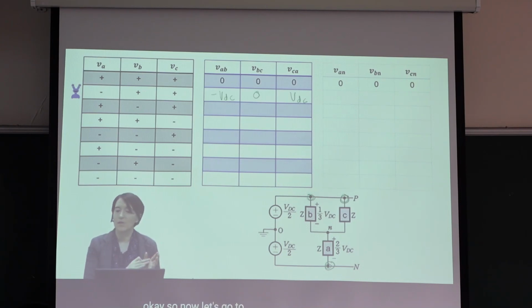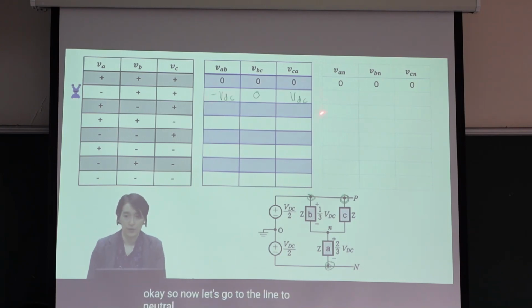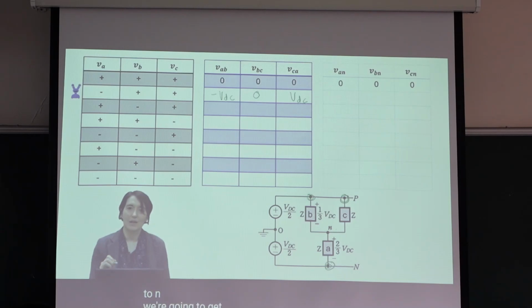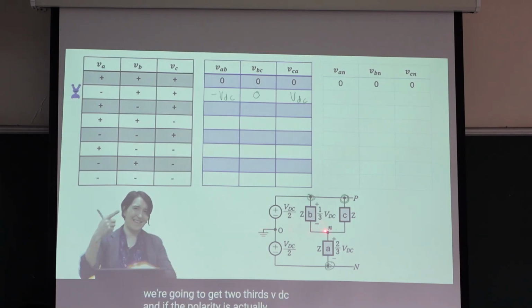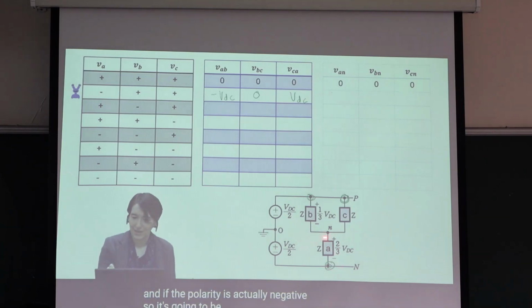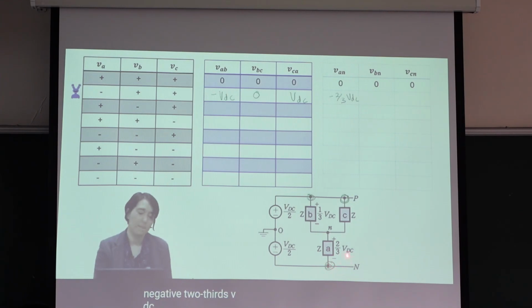Okay, so now let's go to the line to neutral voltages. We have them already drawn at the bottom so you can reference, but VAN, so from A to N, we're going to get 2/3 VDC, and the polarity is actually negative, so this is going to be VAN negative 2/3 VDC.